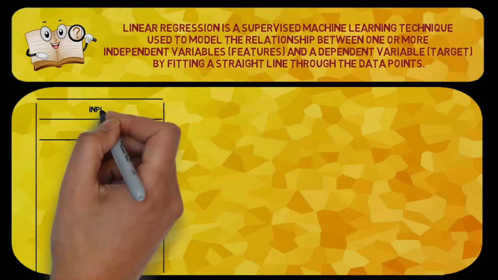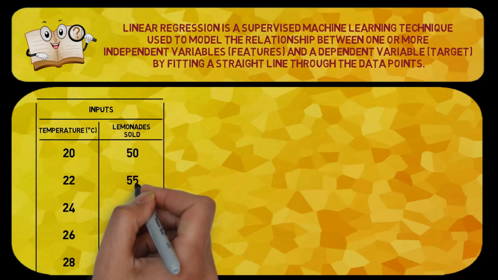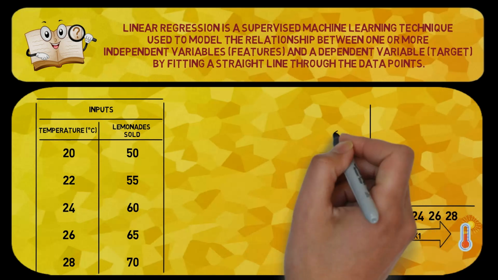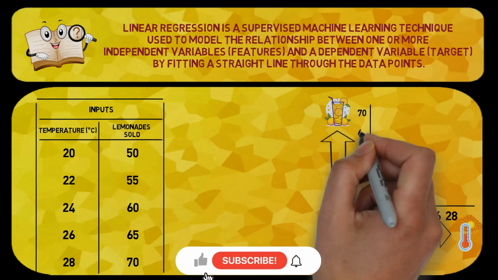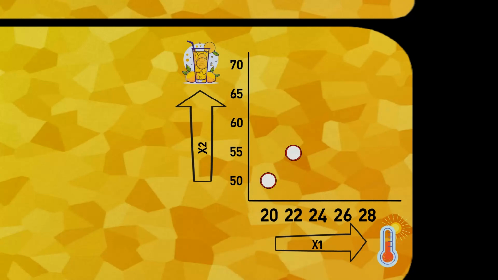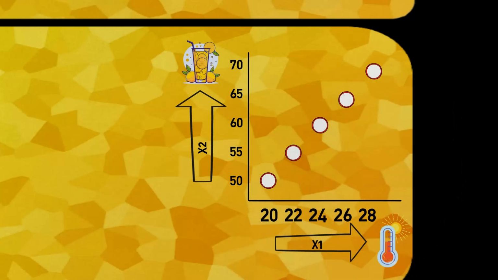Imagine you're running a lemonade stand, and you want to figure out how the temperature outside affects your sales. You write down the temperature and the number of lemonades you sell each day. When you plot these numbers on a graph, you'll notice a pattern. Hotter days mean more sales. Linear regression is like drawing the best fit straight line through these points to predict sales based on future temperatures. It's essentially a mathematical way to understand and forecast relationships.